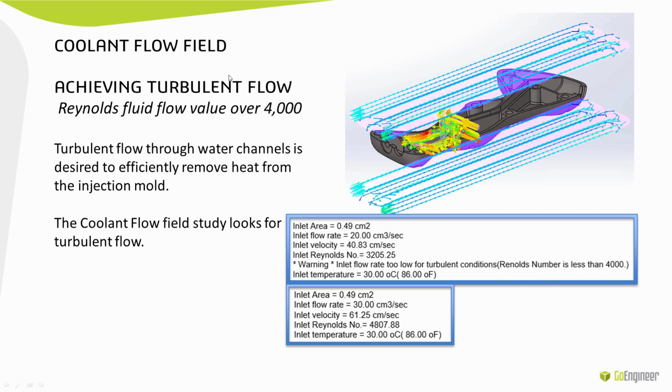So it'll give you a warning during the analysis right at the beginning when you run a cool study. It'll give you a warning, as in this case is indicated here with the inlet Reynolds number of 3205. I get this warning that my inlet flow rate is too low for turbulent conditions. Reynolds number is less than 4,000. So if I get that, I'll stop the analysis there, go back into my settings and change them. And then if I run it again, we'll see if I increased my inlet flow velocity to 30 centimeters per second, then my inlet Reynolds number ends up being 4807. So it's an actual better, more turbulent flow then.